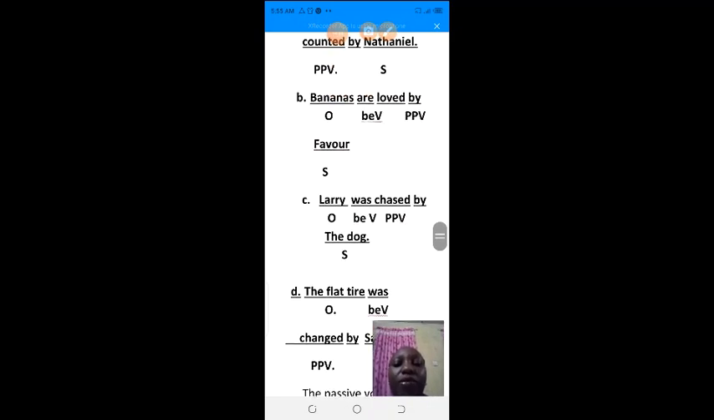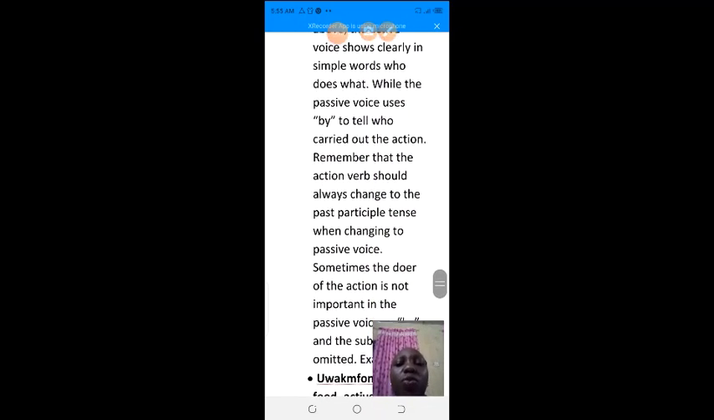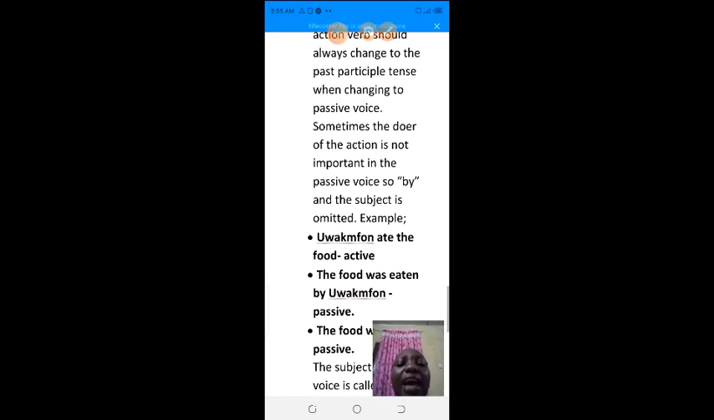Now, sometimes we are not interested in who carried out the action in the passive voice. Sometimes in the passive construction, the subject is not important. All we want to know is the action that was carried out. So we don't use the by and the subject anymore. It is omitted. According to my note, sometimes the doer of the action is not important in the passive voice. So by and the subject is omitted.